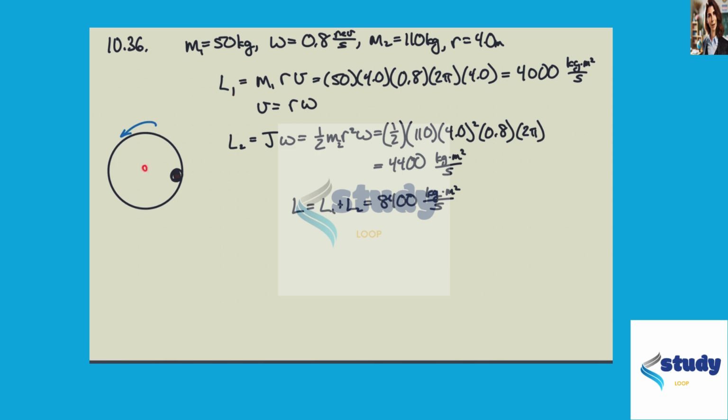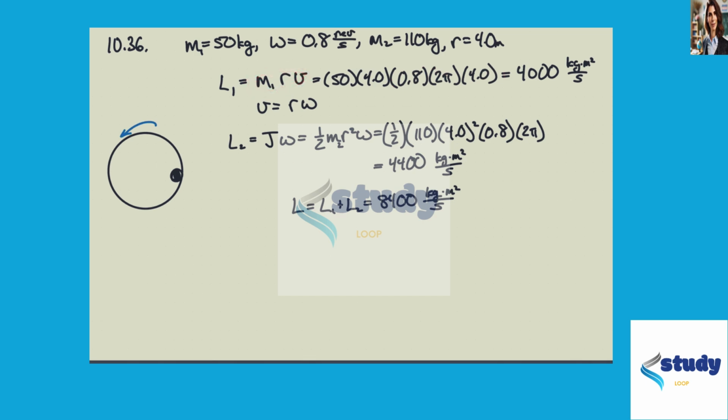The angular momentum of the woman is her mass times the distance from the axis of rotation times her velocity. Her mass is 50, the radius is 4. The velocity, again, we need to convert to radians per second, so we multiply by 2 pi. This is the angular velocity, and her total velocity is the angular velocity times r, which is 4. So we basically get m1 r squared omega.